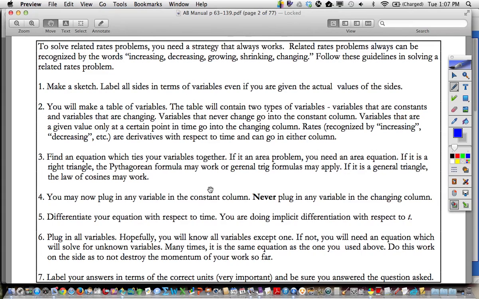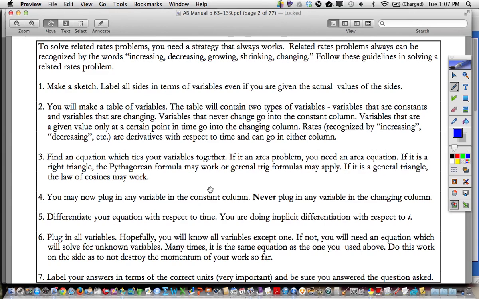Now, here's what they're saying there. I don't totally agree with that, but one of the problems we're going to do is going to be a ladder falling down a wall. Okay? So if I've got a ladder, so here's a wall, and I've got this ladder leaning up against the wall.